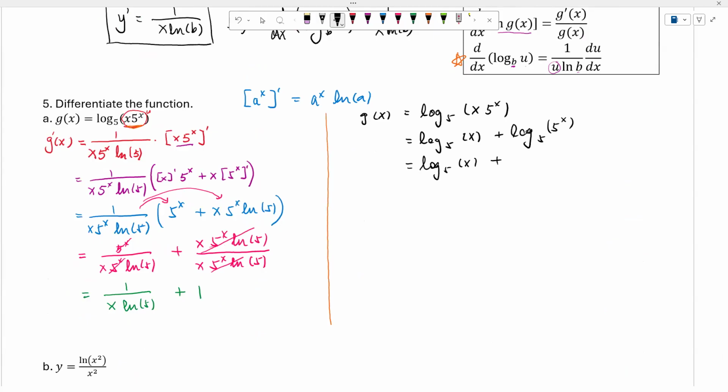And remember, if this one and this one are the same, then I will have x, right? Okay. Then this is my g of x. Now remember, I haven't started doing the derivative yet. I just rewrite. And then now I'm going to take the derivative. In this case, log base 5 of x is 1 over x times natural log of 5, plus the derivative of x is 1. Well, we are done.